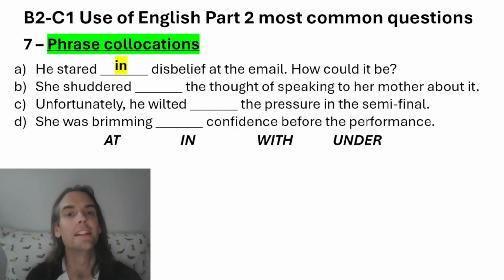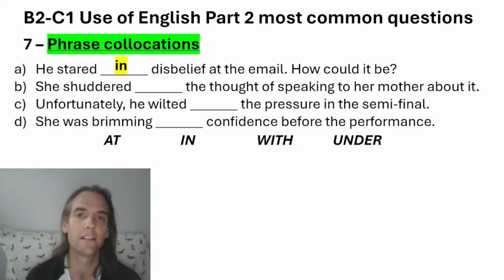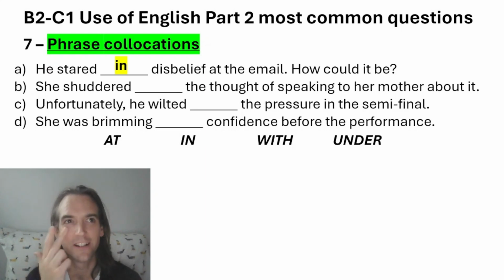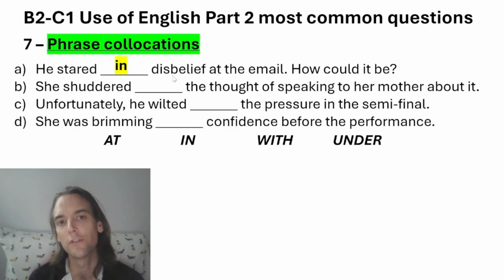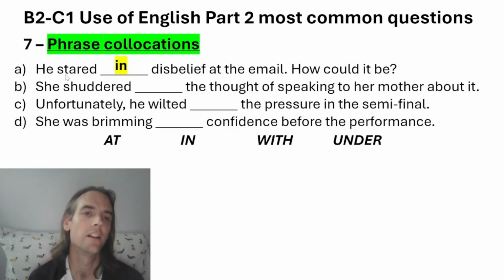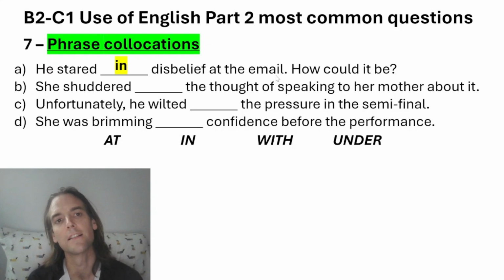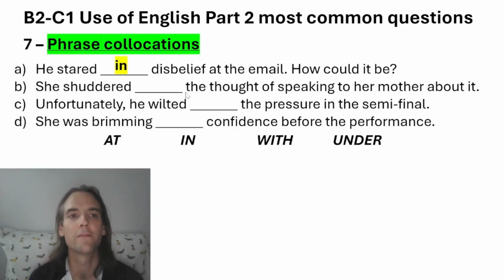You stare in disbelief at something. This is a nice one because you can replace stare with look, gaze, any other way of regarding something with your eyes. And you can replace disbelief with shock, horror, surprise, but it's always going to be in. So you can gaze in horror at something, or you can look in disgust at something, but it's with in for these looking verbs with an adjective.